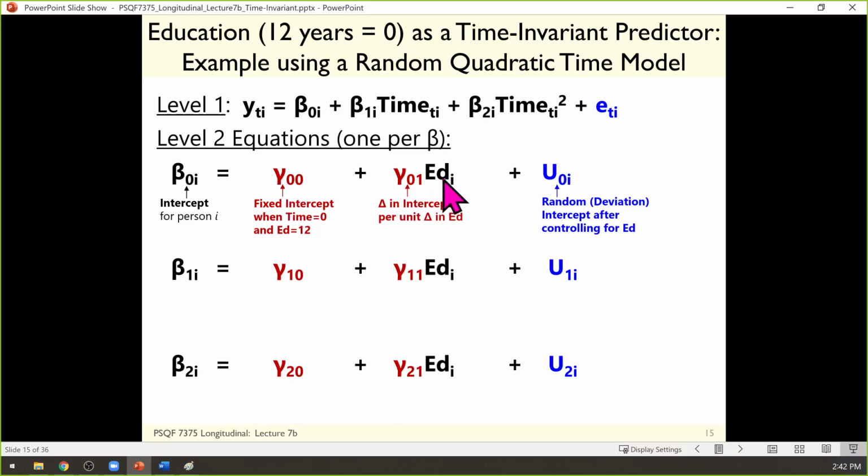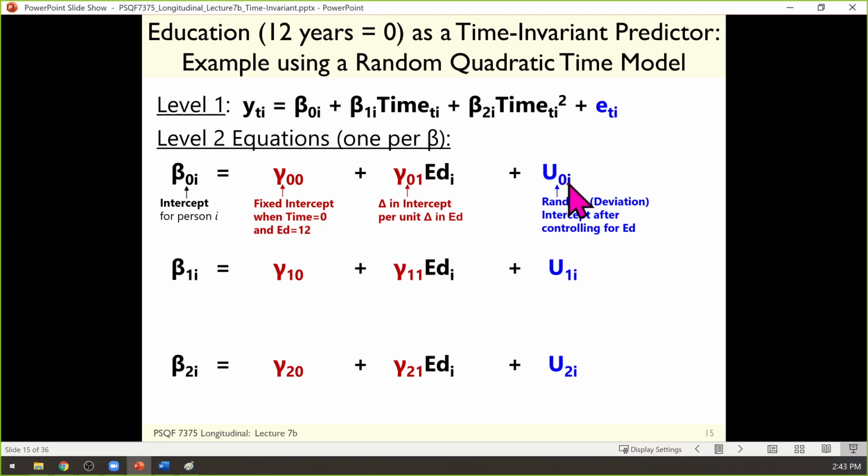Then the effect of education on the intercept is what you get if you just put in a main effect of education as a predictor in your model. So gamma 01 describes the change in the intercept for each additional year of education. Education moves your intercept up or down as a main effect. In terms of the subscripts, this is gamma 01. The 0 is because we're predicting beta 0 for the intercept. The 1 is because this is the first predictor of the intercept. If I added a second predictor of the intercept, it would be 02, and then 03, 04, 05.